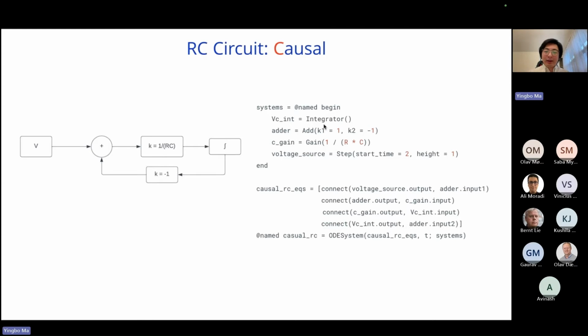And in here, on the right, we can actually implement causal models in Modeling Toolkit as well, right? So we have the integrator block, the add block, and the gain block. In here, I'm just adding a voltage source to make it a bit more interesting to simulate. And we need to connect all these blocks together just like in the block diagram on the left. And then we will finish building this by calling Julia system in Modeling Toolkit.